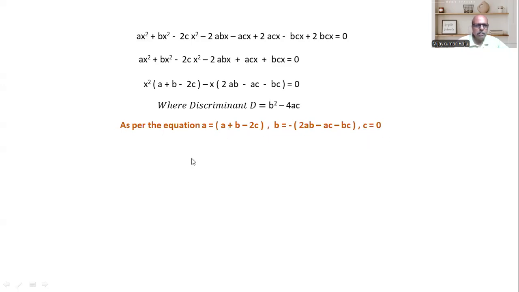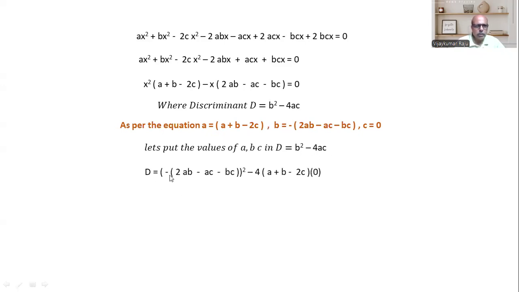Clear? So let's put the values of a, b, c in D, that is b square minus 4ac. So D is equal to minus b, because b is this, minus 2ab minus ac minus bc, whole square, minus 4a. A is what? A plus b minus 2c into c, c is 0. So 0 into anything is equal to 0. We know this. So what is left? D is only this much. That is minus square, minus into minus becomes plus because it's a square. So it's only positive. D is 2ab minus ac minus bc.